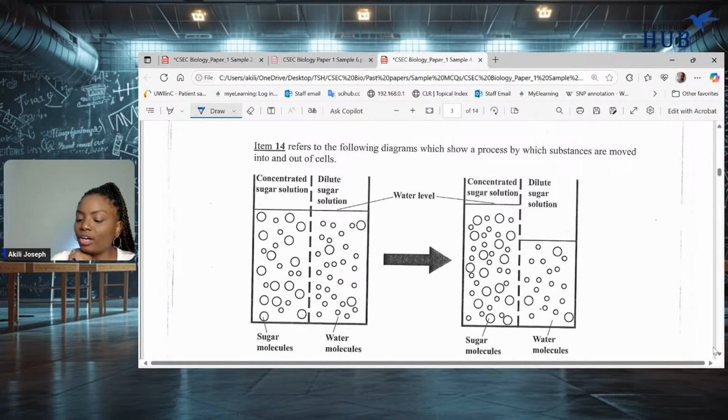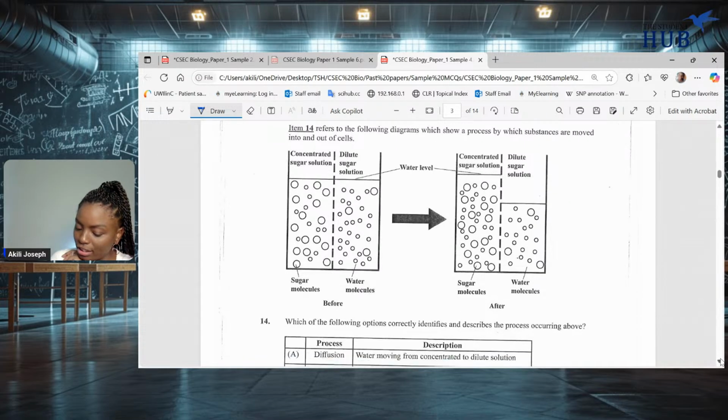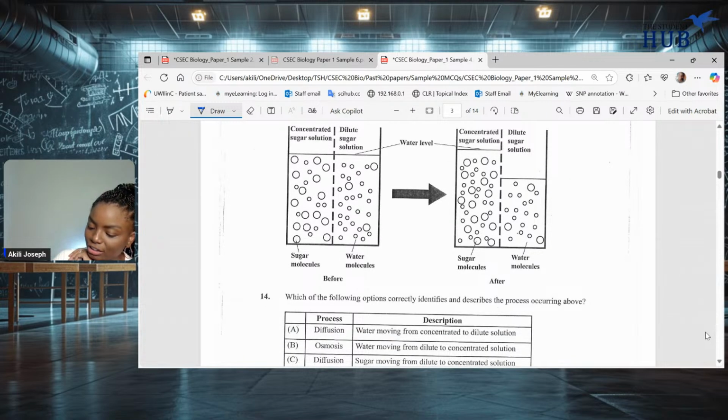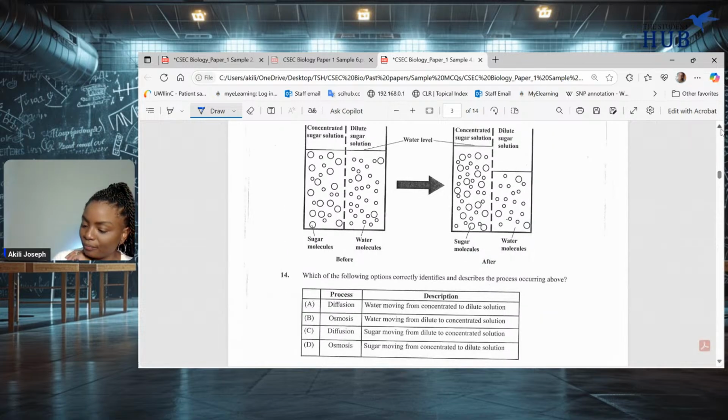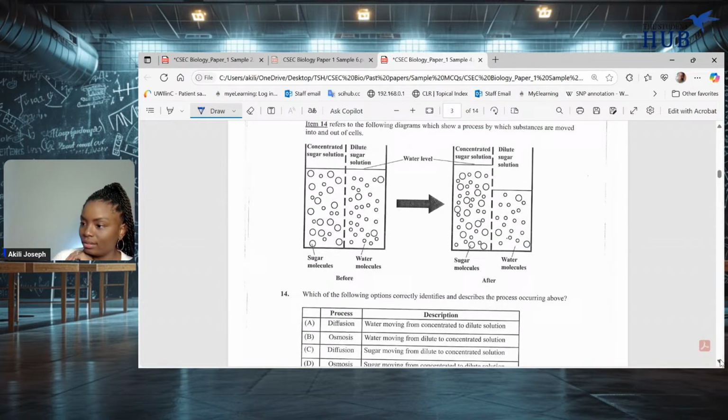Item 14 refers to the following diagrams, which show a process by which substances are moved into and out of cells, right? Let me zoom out here so we can get some of the options. Which of the following options correctly identifies and describes the process occurring above? So we see a semi-permeable membrane, we see sugar molecules, we see water molecules, and we have changing water levels. So that is going to be osmosis. And osmosis, and it's showing you water moving from dilute solution to a concentrated solution.